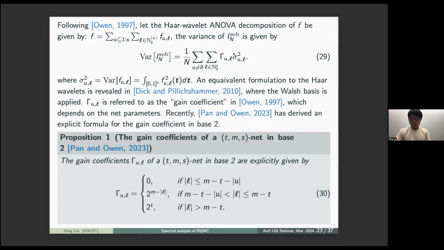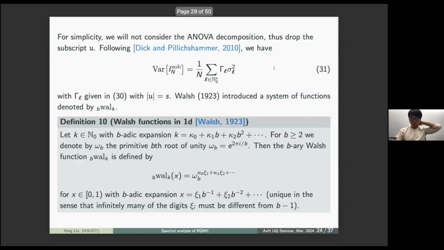But in this work, we want to study the decay of this term, sigma squared. And for simplicity, we will drop the ANOVA decomposition part, so we will drop this notation u. And we have the variance given by 1 over N times the summation over l of these terms.